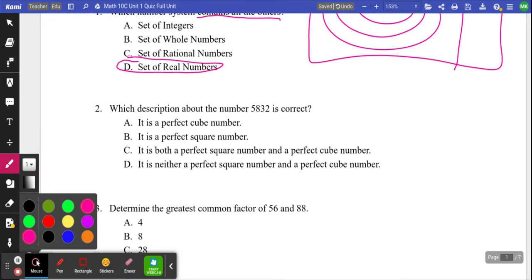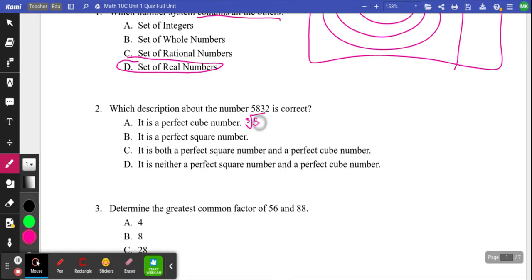Number 2. Which description about the number 5,832 is correct? Okay, option 1 says that it's a perfect cube number. If something's a perfect cube, that means you should be able to cube root it. So if you throw in your calculator the cube root of 5,832, you get a whole number. You get 18. That means it is a perfect cube, so that is true.